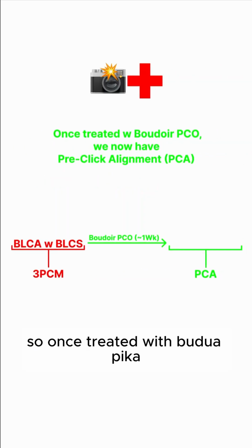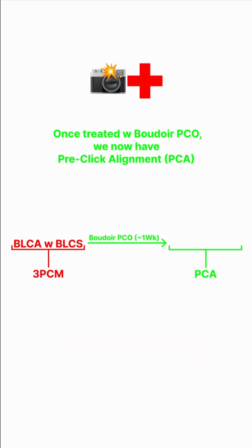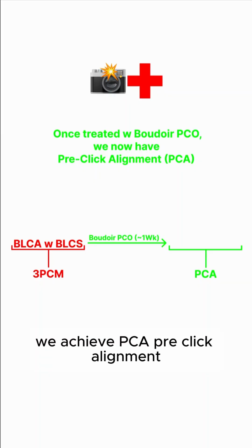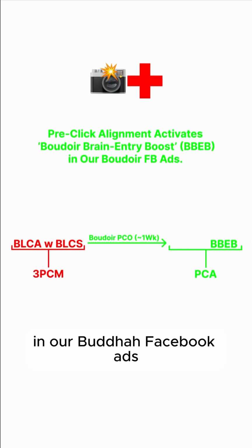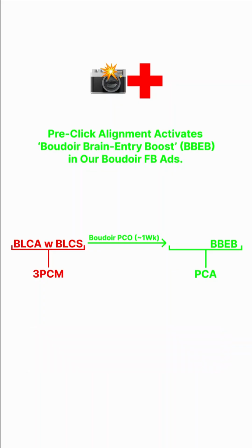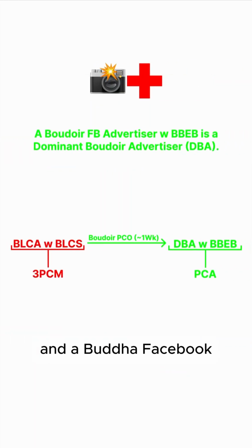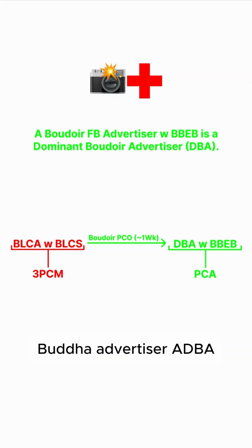So once treated with Boudoir Pico, we now have pre-click alignment, PCA. So we get rid of the 3 pre-click mistakes. We achieve PCA, pre-click alignment. Pre-click alignment activates Boudoir brain entry boost in our Boudoir Facebook ads. Basically, we finally got our unique CTR above 6%. And a Boudoir Facebook advertiser with Boudoir brain entry boost is a dominant Boudoir advertiser, ADBA.